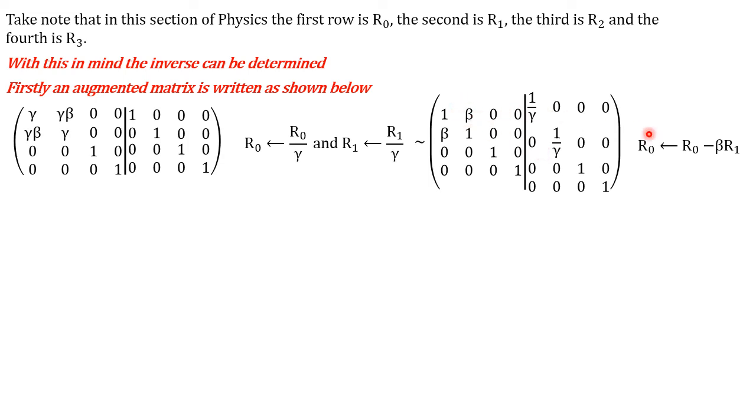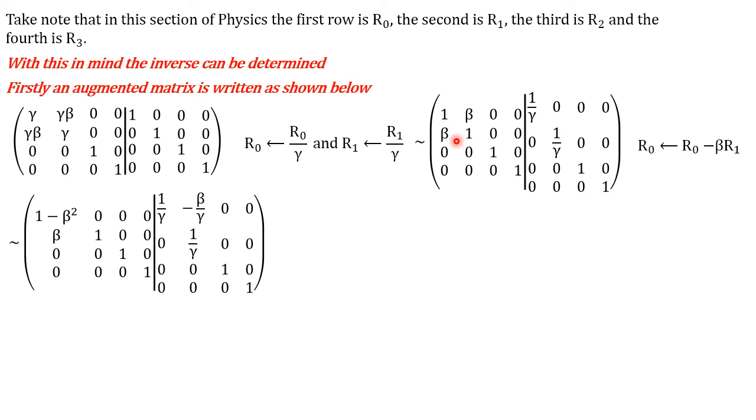So what can we do? We take R0 minus beta R1, meaning that you multiply this term by beta and do a subtraction. That's this row minus this row, then replace it in row 0. So when we do that, we have 1 minus beta squared. That's to make the second component 0. So we have 1 minus beta squared, 0, 0, 0. Then this guy remains. That's the other component remaining.